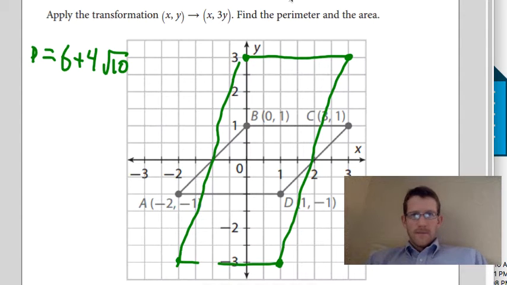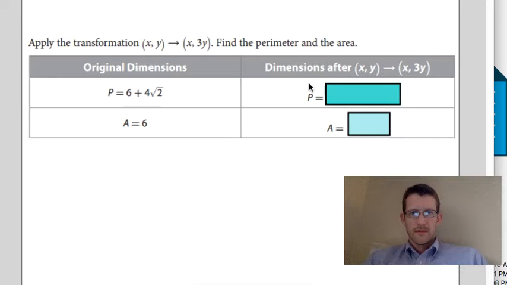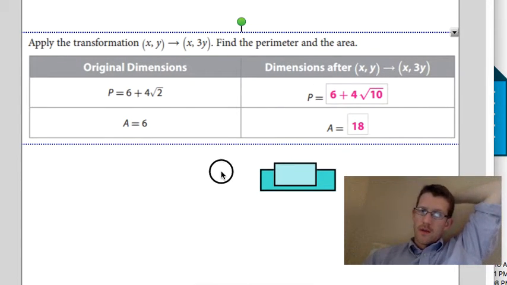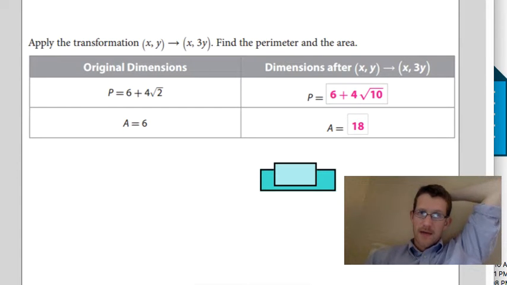Now we need to do area. Again, area is usually pretty easy relative to perimeter. The area is the base times the height. The base is 1, 2, 3. The height is 1, 2, 3, 4, 5, 6. 3 times 6. We can do it in our head. 18. Okay, so that gives us these. After this transformation, the area is again 3 times larger, right? We multiplied this area by 3, which was our scale factor.